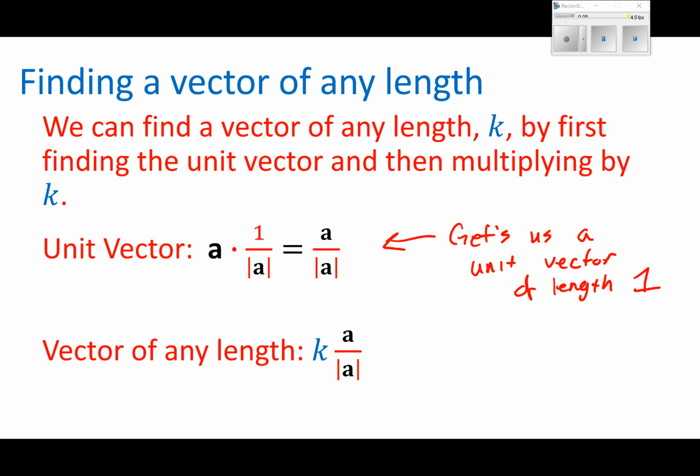But if I want it to be now, say 15, I'm going to take 15 and multiply it by that vector that I know was length 1. So this is going to be k times my vector a all over the magnitude of my vector. So this will make sense. We'll do an example here in a second. But with this formula, we first want to turn it into a unit vector of length 1 and then multiply it to get it to a new length, whatever length we set it to be.